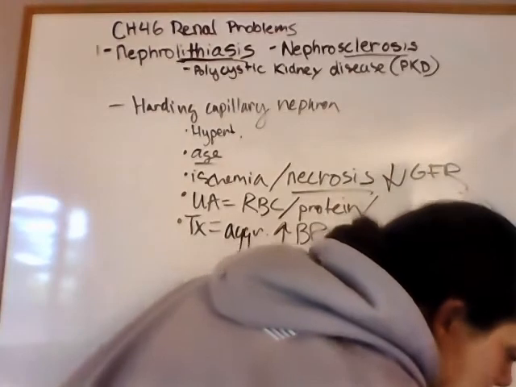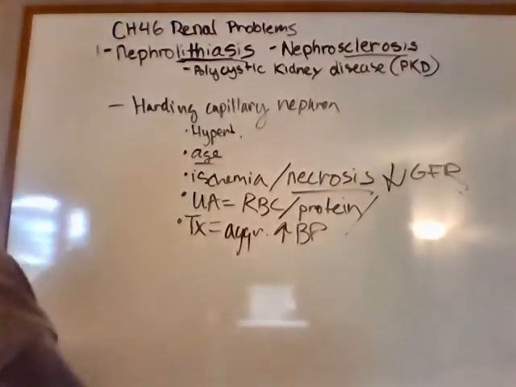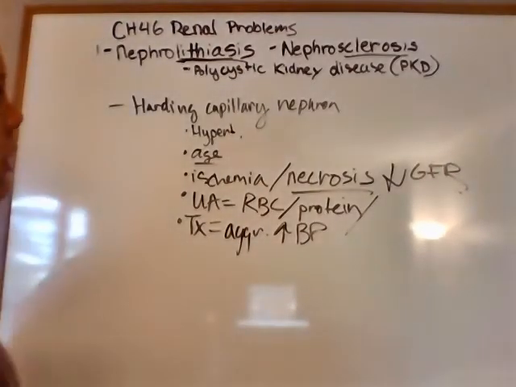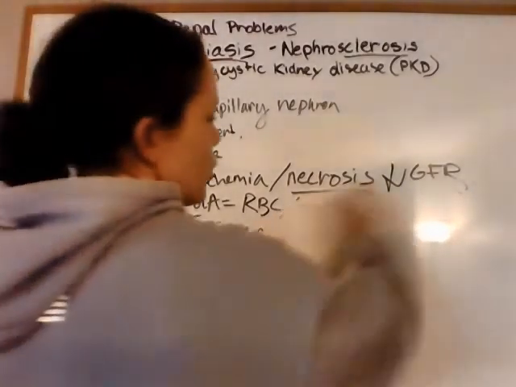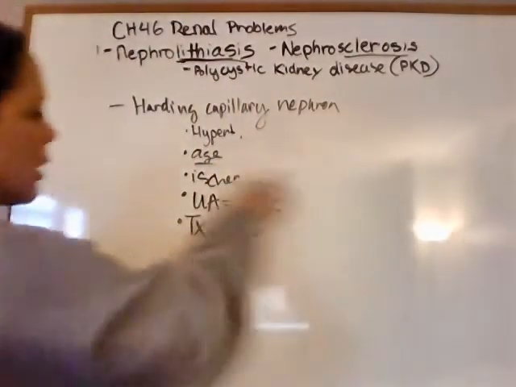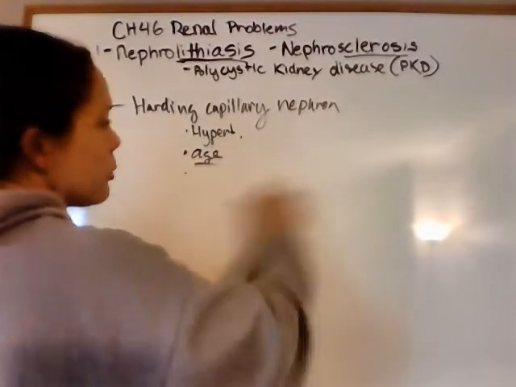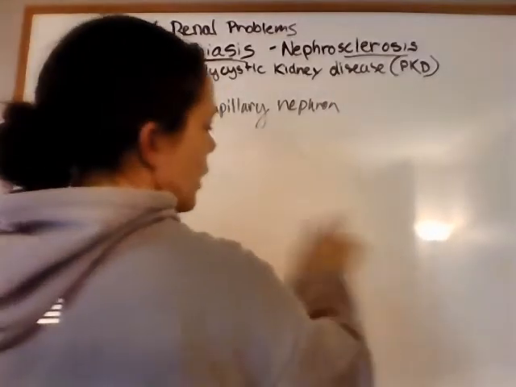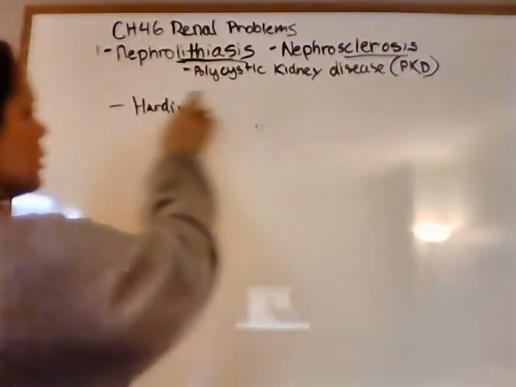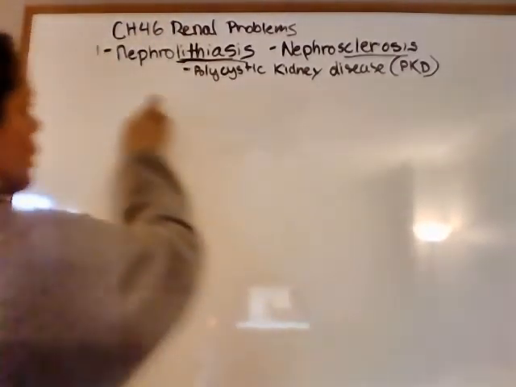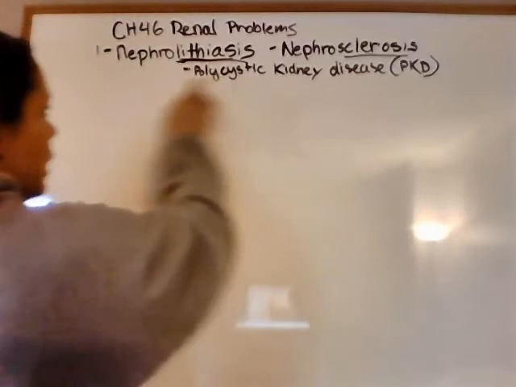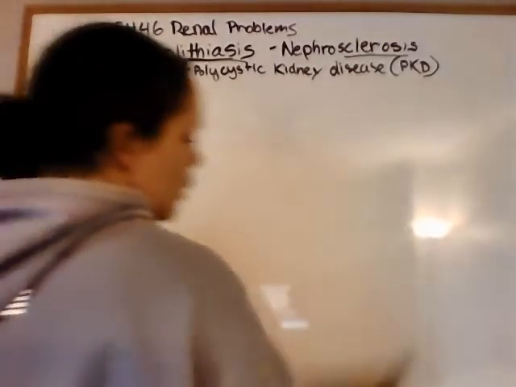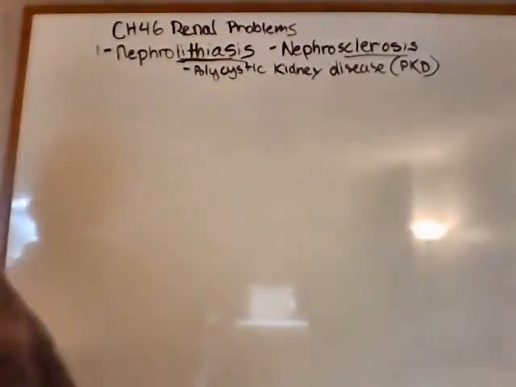Again, sclerosis is really by definition just hardening. And when we talk about the body, we're talking about hardening of our vascular spaces, and that means that we're going to have decreased filtration and eventually necrosis if it's not treated. So aggressive treatment for your blood pressure there.